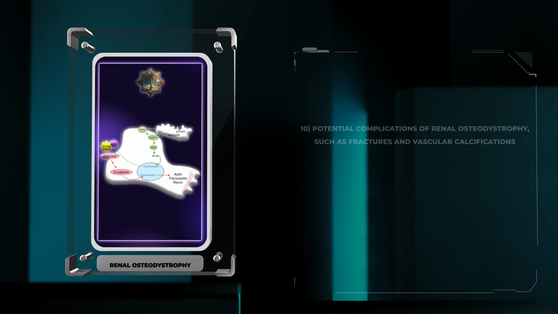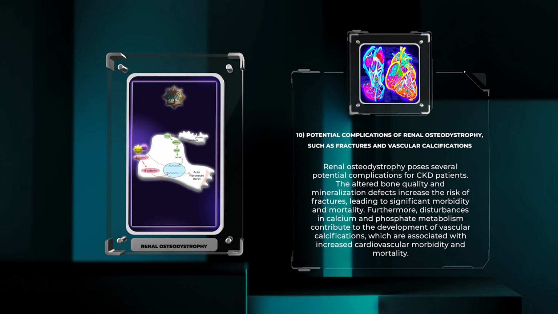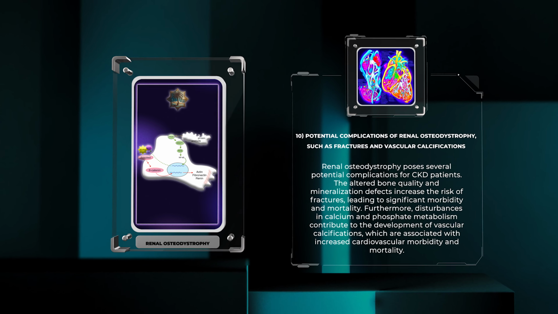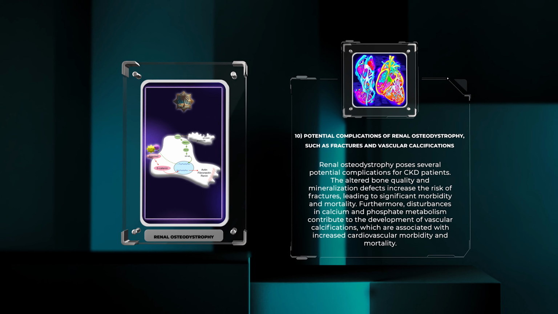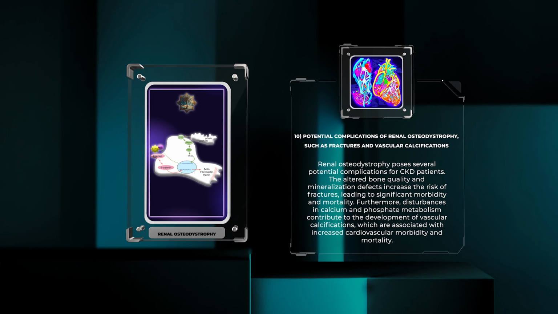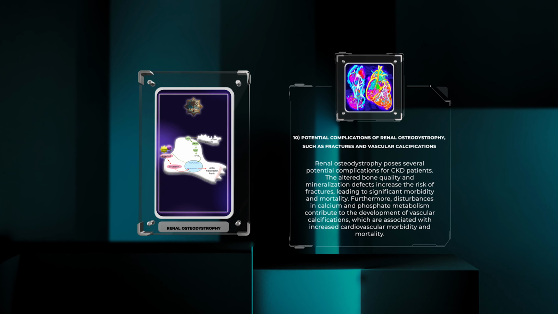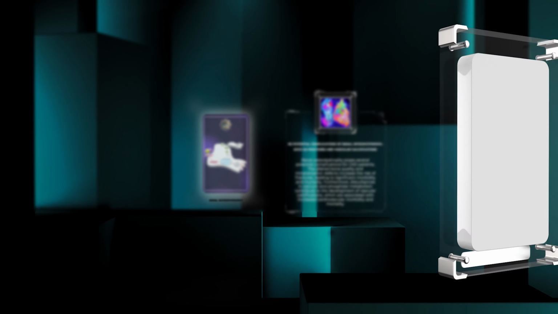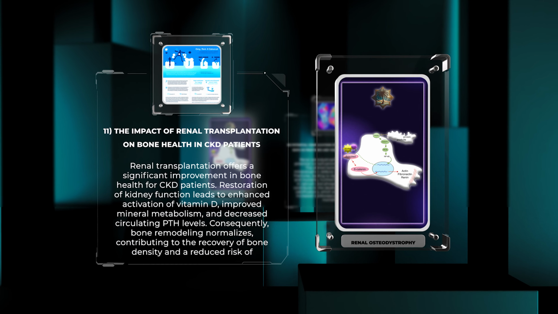Renal osteodystrophy poses several potential complications for CKD patients. The altered bone quality and mineralization defects increase the risk of fractures, leading to significant morbidity and mortality. Furthermore, disturbances in calcium and phosphate metabolism contribute to the development of vascular calcifications, which are associated with increased cardiovascular morbidity and mortality. Renal transplantation offers a significant improvement in bone health for CKD patients.